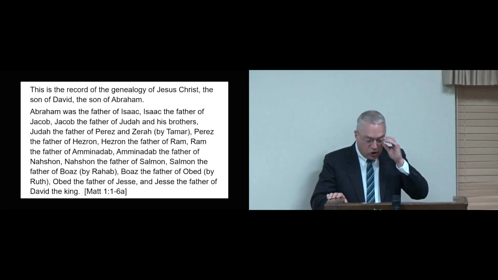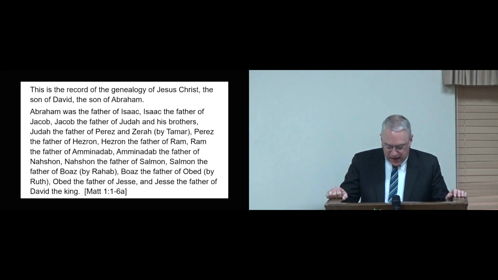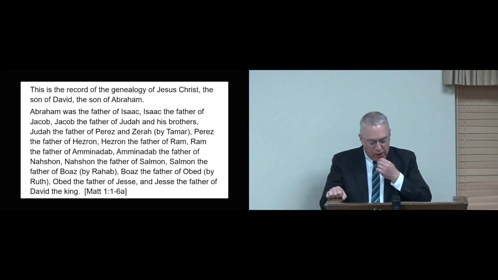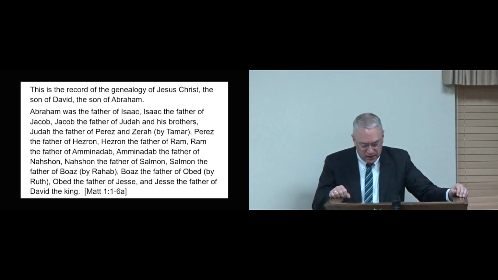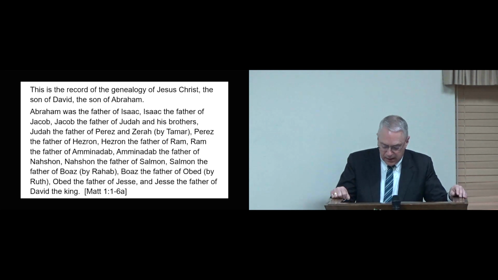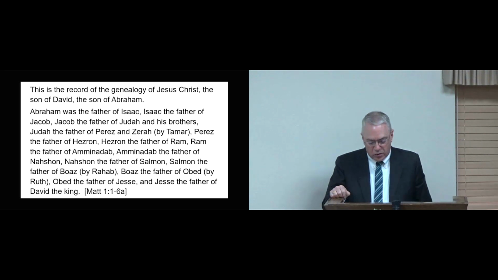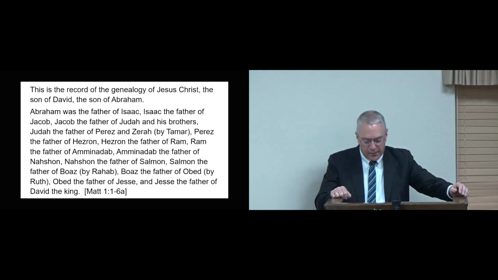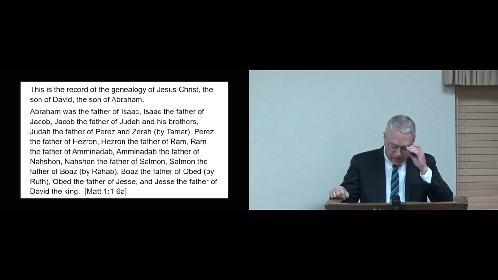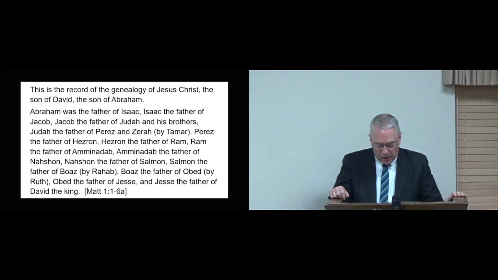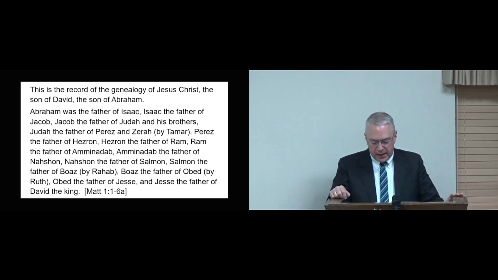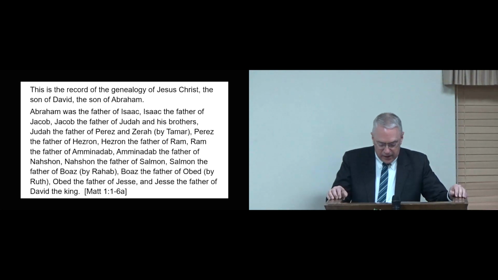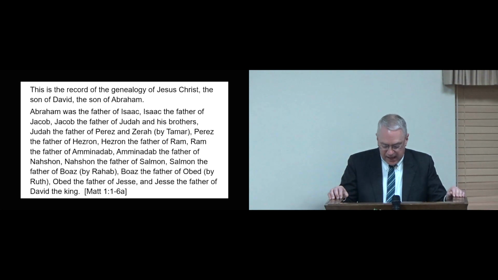This is the record of the genealogy of Jesus Christ, the son of David, the son of Abraham. Abraham was the father of Isaac, Isaac the father of Jacob, Jacob the father of Judah and his brothers, Judah the father of Phares and Zara by Tamar, Phares the father of Esrom, Esrom the father of Ram, Ram the father of Amminadab, Amminadab the father of Nahshon, Nahshon the father of Salmon, Salmon the father of Boaz by Rahab, Boaz the father of Obed by Ruth, Obed the father of Jesse, and Jesse the father of David the king.